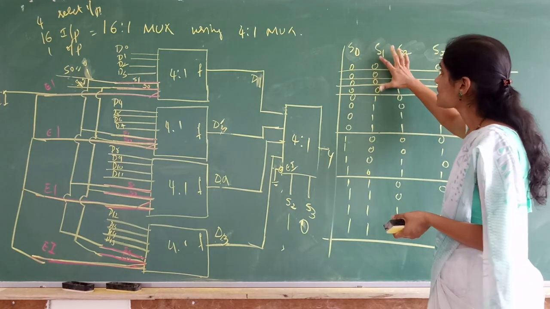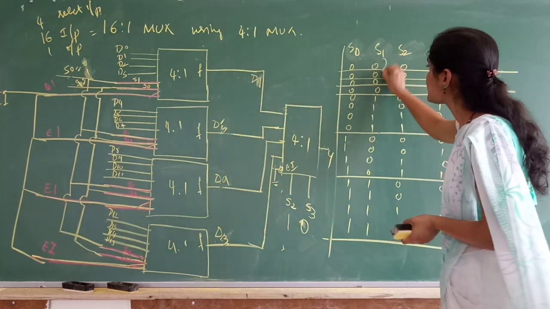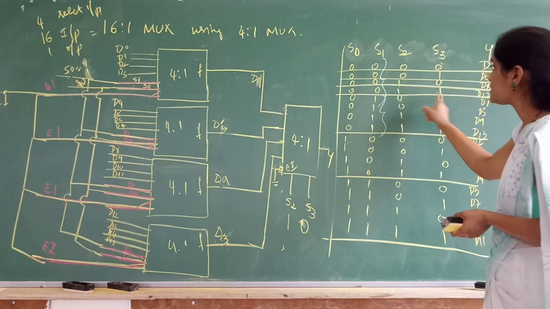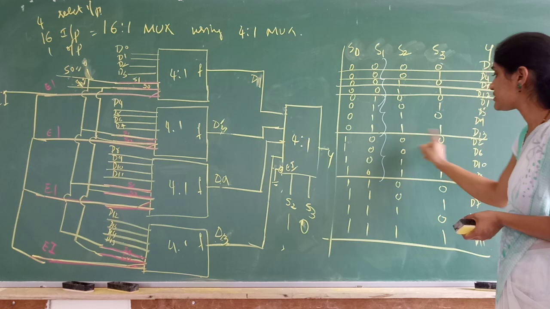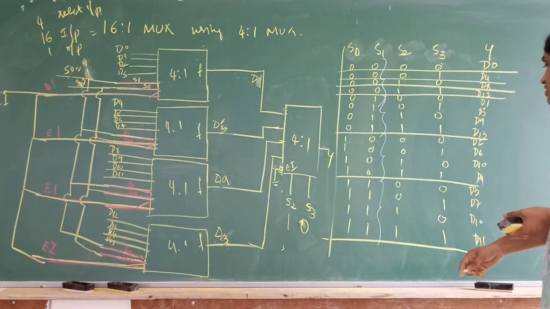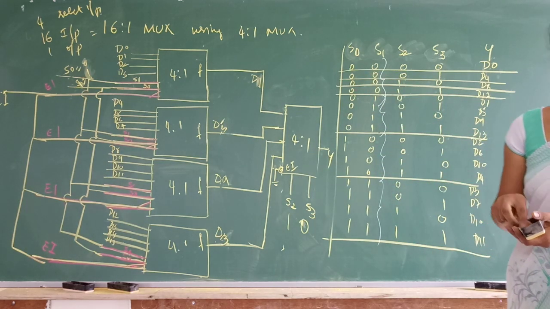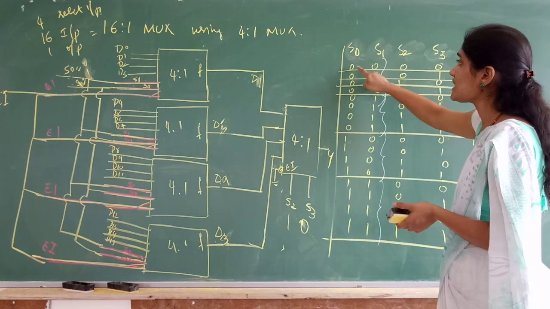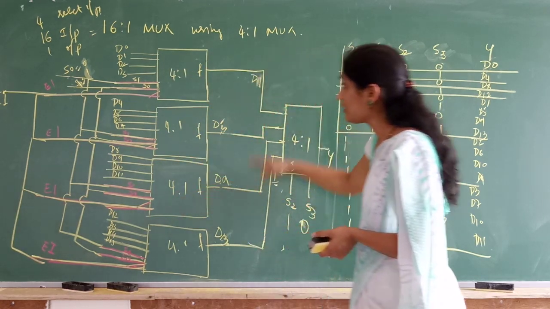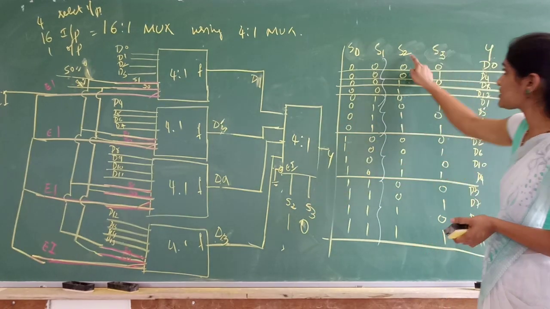Correct? So look at this. S0, S1 will be 0, 0 for these 4 conditions, but S2, S3 are varying: 0, 0, 0, 1, 1, 0, 1, 1. This is how a 16:1 mux is realized using 4:1 mux. So if you have S0, S1 as 0, 0 for these 4 conditions, you get D0, D4, D8, D12. Out of these, 1 will be selected depending on S2 and S3.